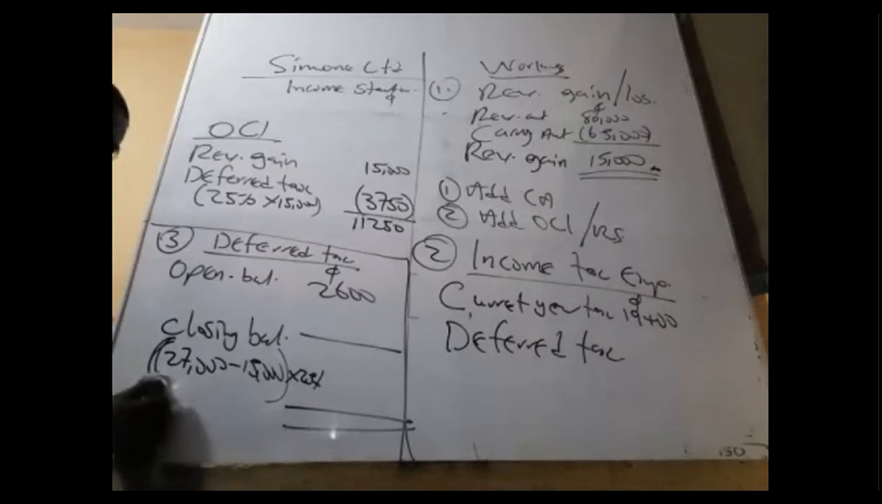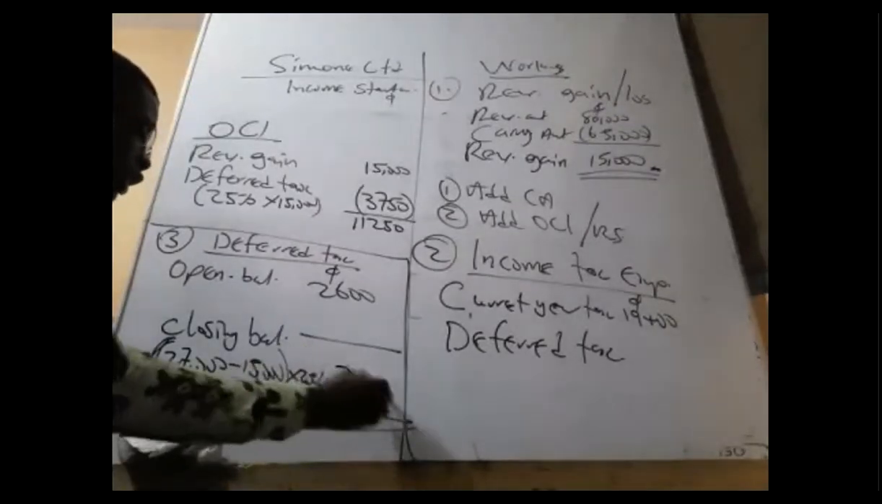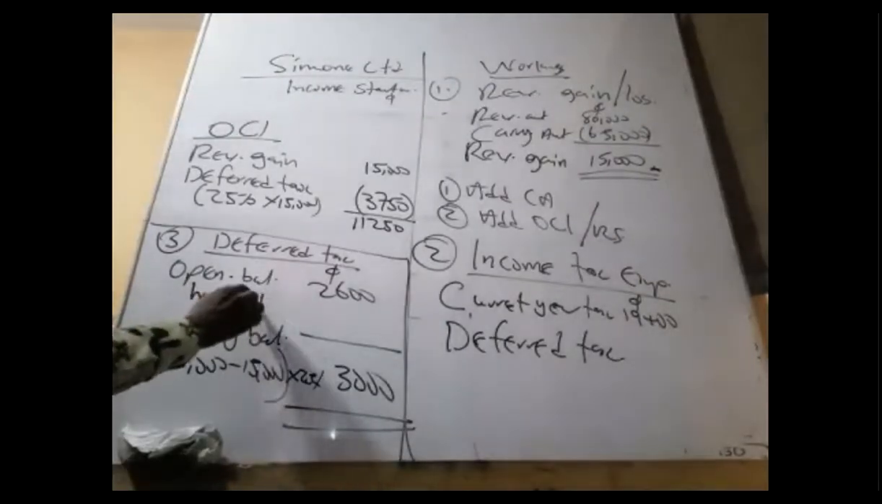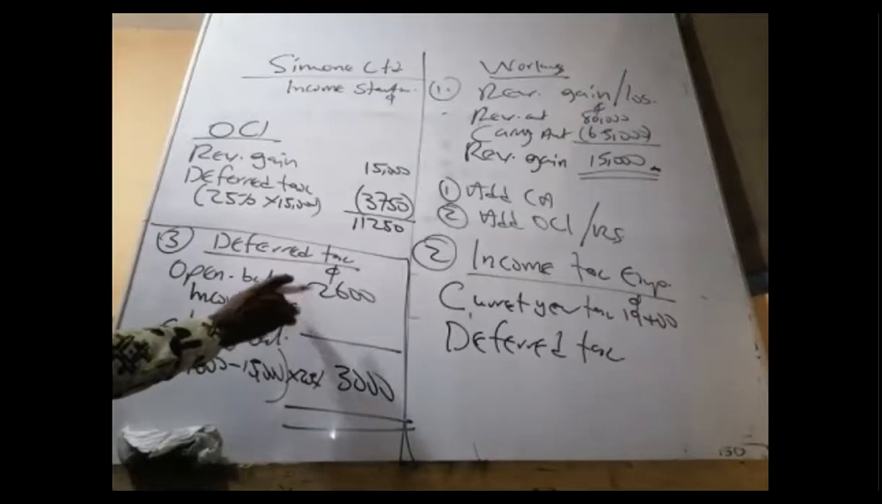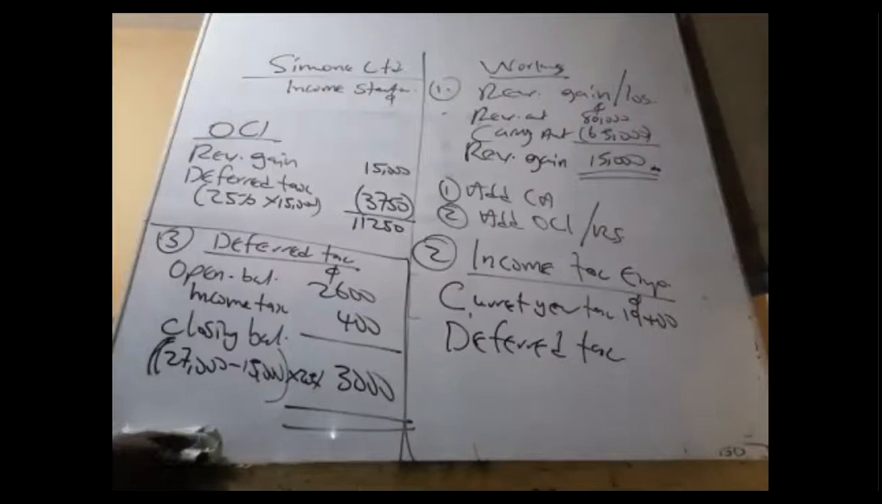So 27,000 less 15,000 should be 12,000, right? It's 3,000 at 25%, so that's 750. Good. So what's the difference? The difference is 400, right? Right here, income tax expense. The difference moves to income tax expense, 400. What should I add to this figure so that I can get this? I have to add 400 to it.